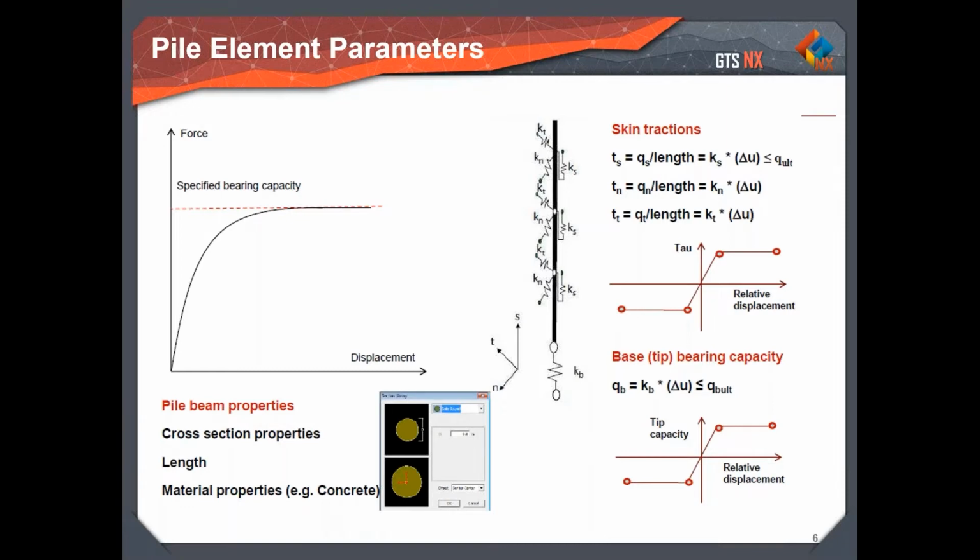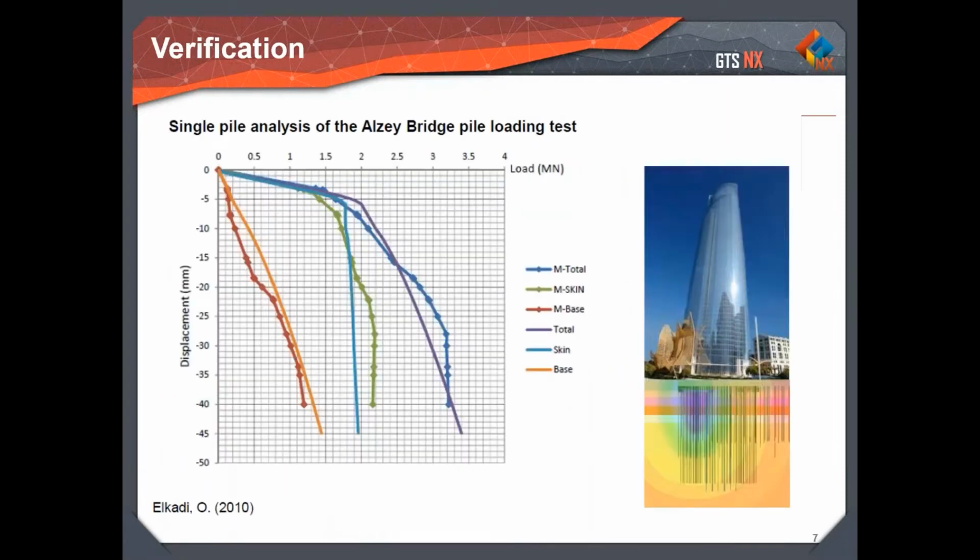Okay, so next, we have simulated this using the pile element, and we are satisfied with the behavior we could capture: the total load behavior, the skin friction, and the base resistance, the base bearing capacity. We can say that we can capture these in a reasonable way as individual components. So that was satisfactory.